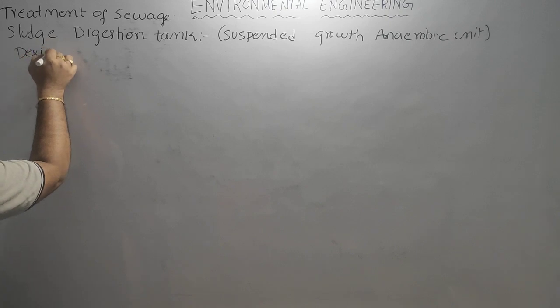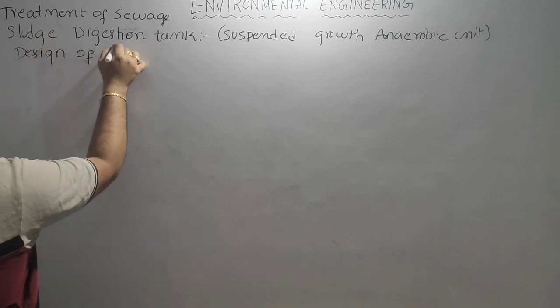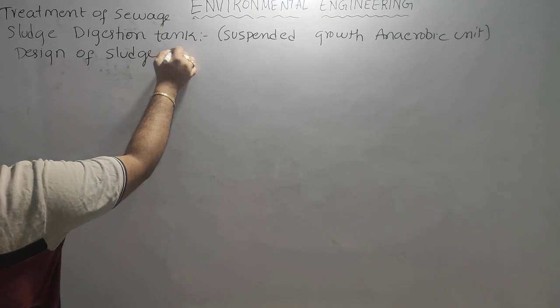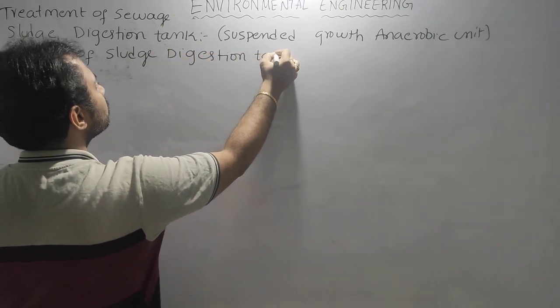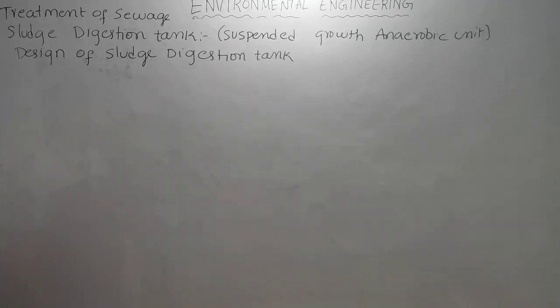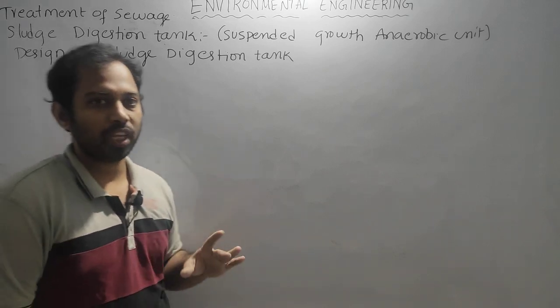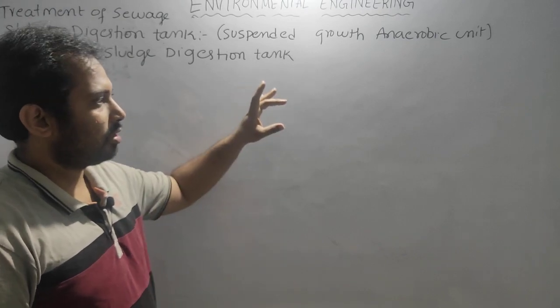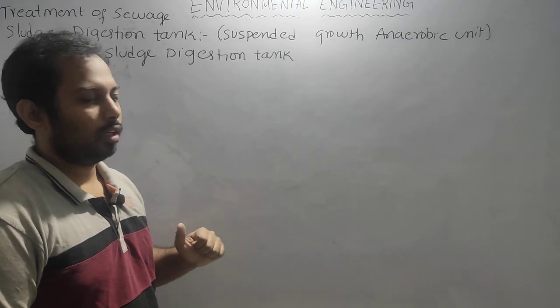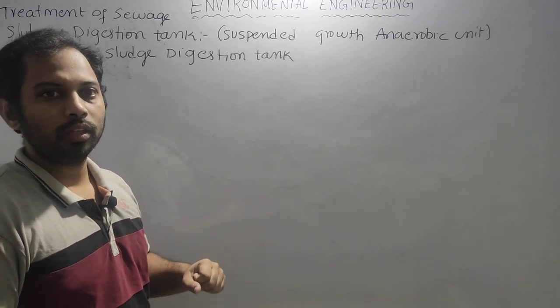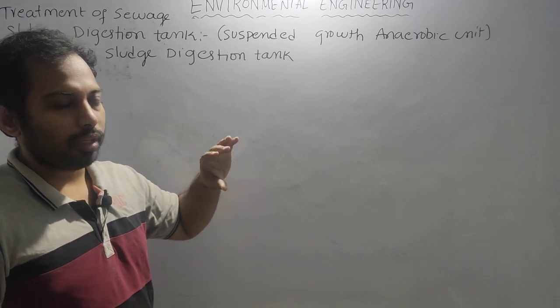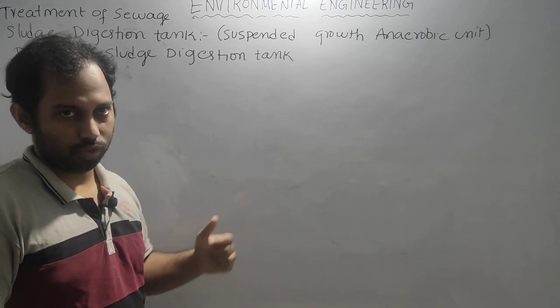See, design of sludge digestion tank. If you look at the sludge digestion tank figure there, every day on a daily basis fresh sludge will come into the tank, and digested sludge we will remove out of the tank. So this is a regular process. So what sort of equilibrium is present between these two?